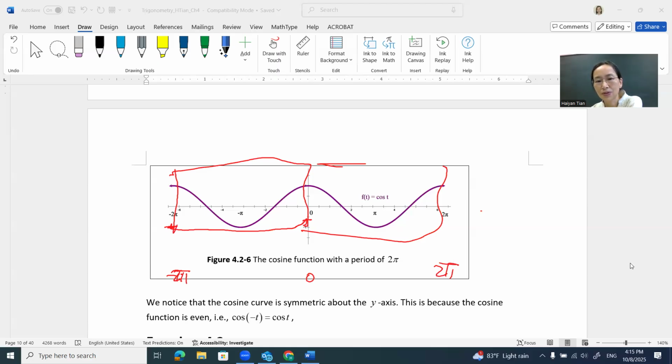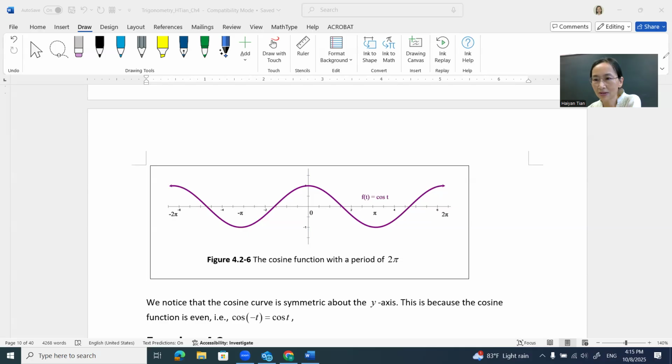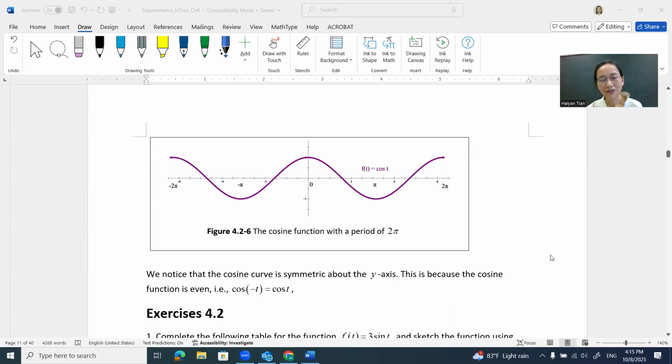Yeah. So you can see as many periods as you want. Just extend this behavior, the periodic behavior, from one period to many periods. So you can get a whole picture of the cosine function. Therefore, the domain of cosine function is all real numbers.